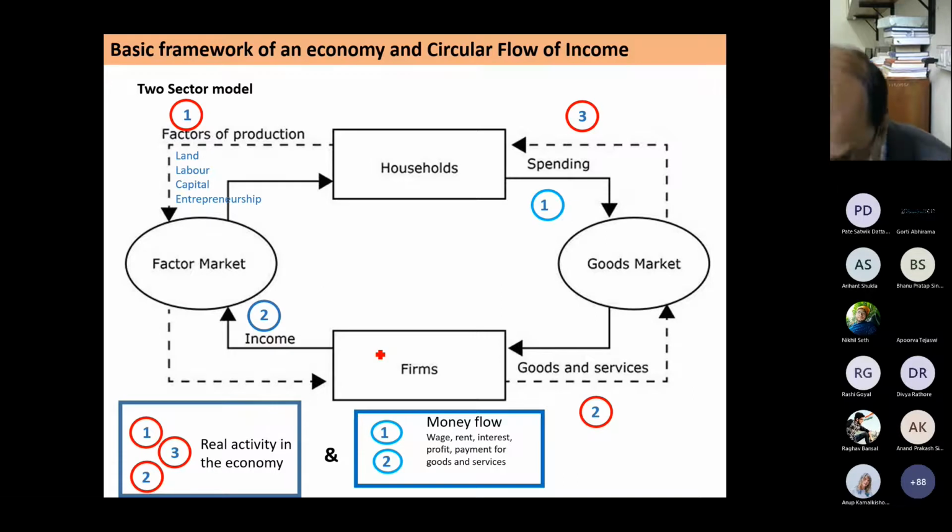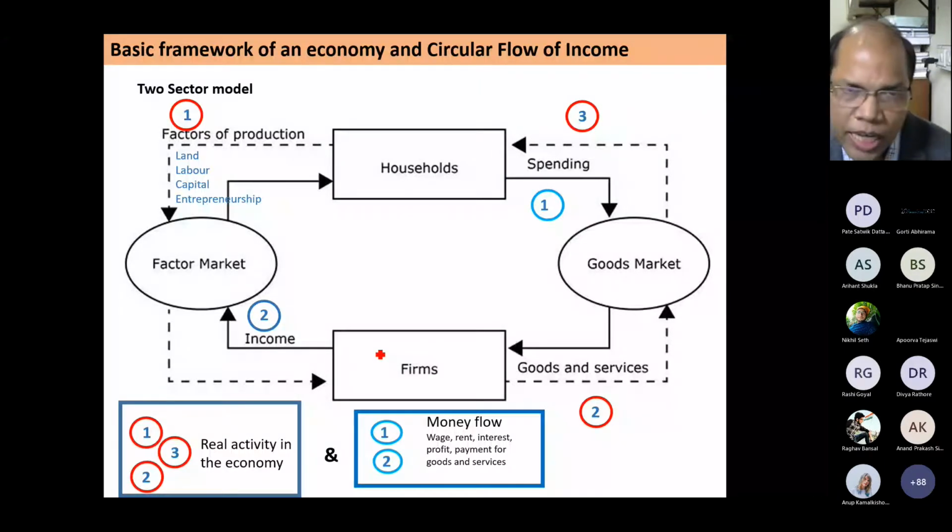The entrepreneur owns his own firm and produces output, engages labor, land, and capital, and produces something. So obviously, all the factors are assumed to be owned by the household sector, and firms, in the course of producing output, demand these four factors of production. And in the process, a market comes up called the factor market, where factors are bought and sold at different prices.